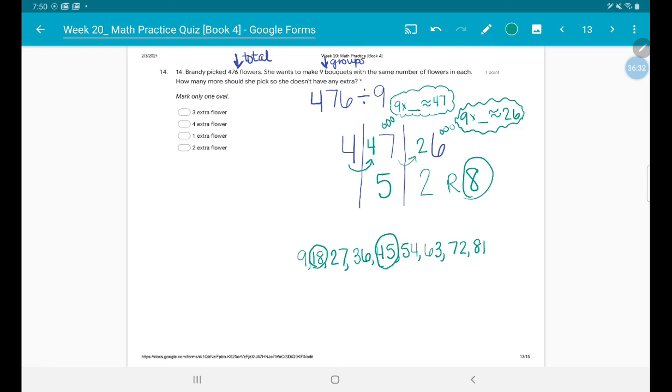So let's check our problem here. It says how many more should she pick so she doesn't have any extras? Well, if I have 8 extra and I've got 9 groups, how many more does she need? She needs 1 extra flower to make all 9 of her bouquets even. So the correct answer is 1 extra flower.